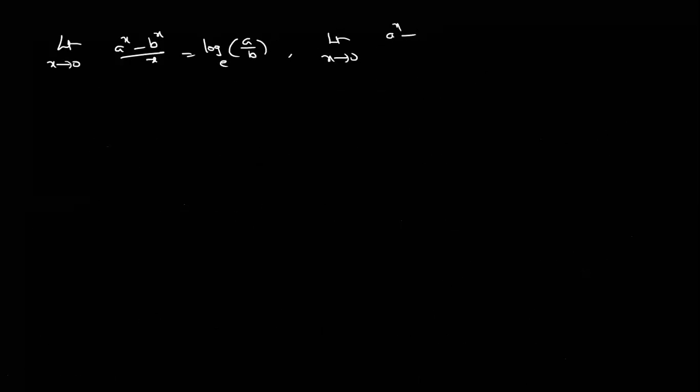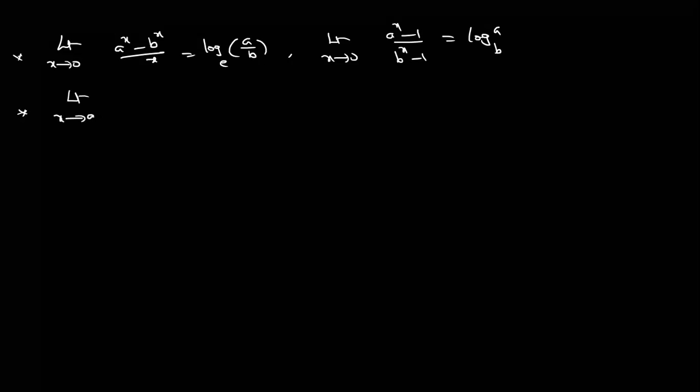Now, see another one. Limit x tends to 0, (a power x minus b power x) by x is equal to what here? Logarithm of a by b to the base e. Limit x tends to 0, (a power x minus 1) by (b power x minus 1) is equal to log a to the base b. Dear students, both are completely different formulas. See, don't confuse.